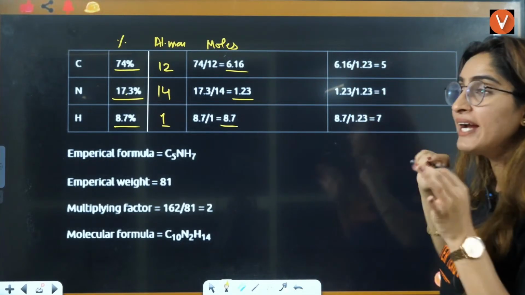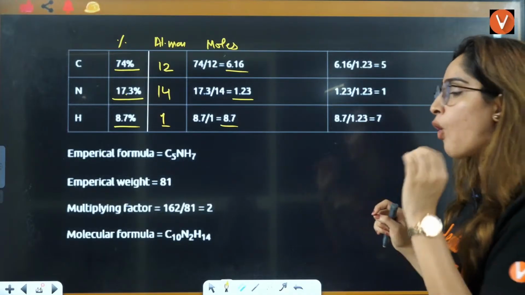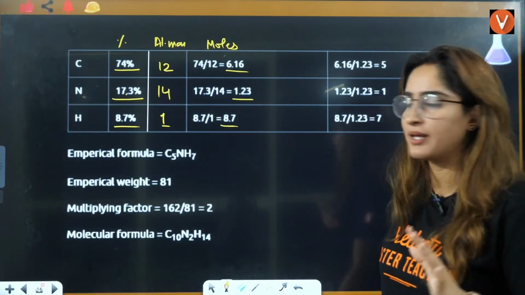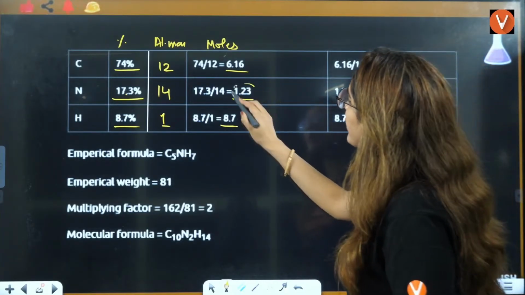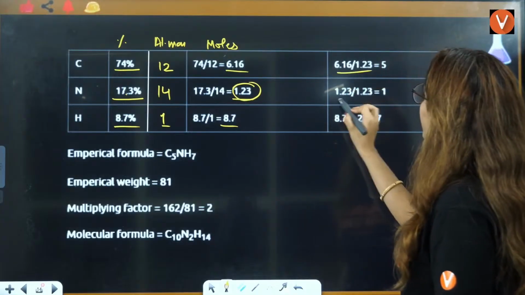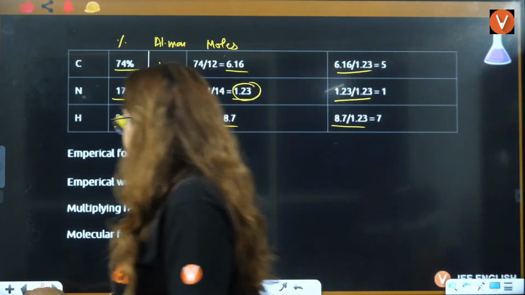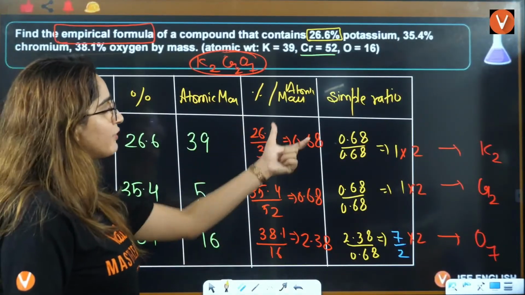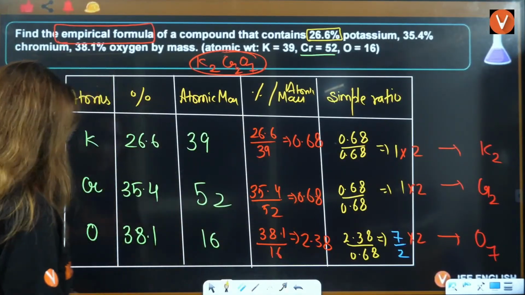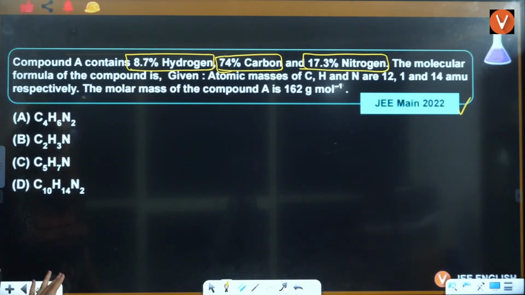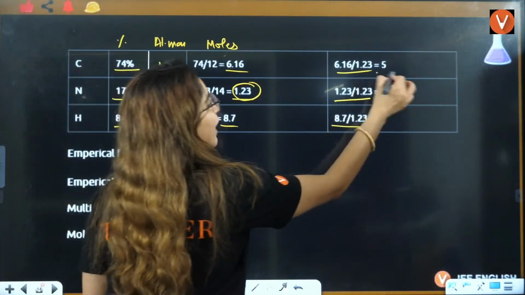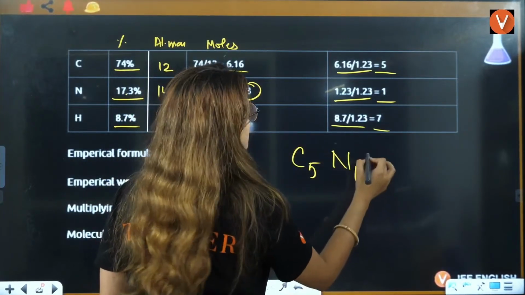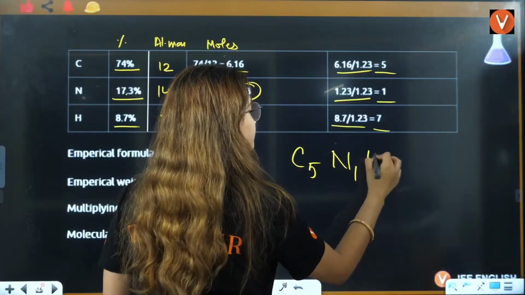Now divide it with the least number. Always when you have these kinds of values, you always divide with the least number here. Least number is 1.23, 1.23 divided by 1.23 is 1. I also did the same here. After calculating, I divided it with the least number. Okay. So after dividing with the least number, what you will get is 5, 1, 7 here. That means carbon is 5, nitrogen is 1, hydrogen is 7.